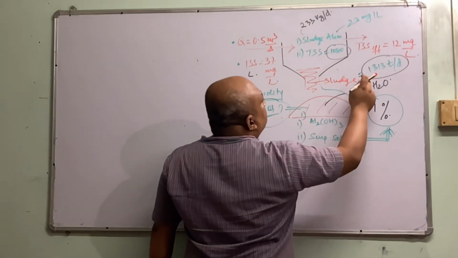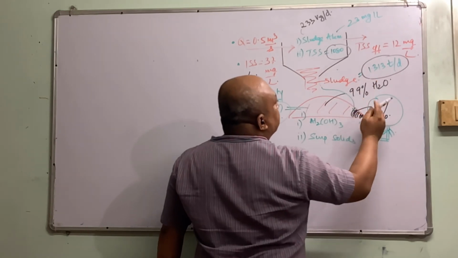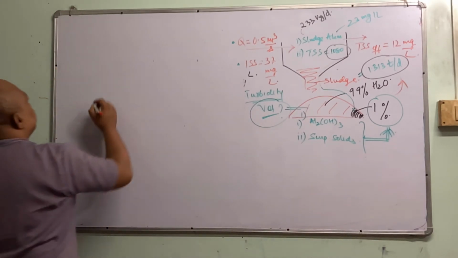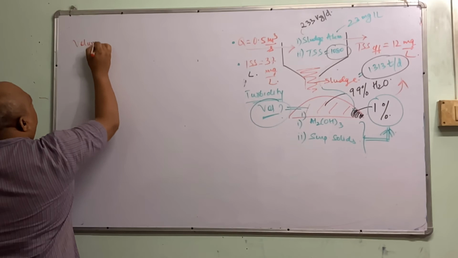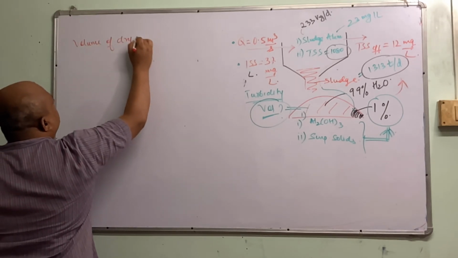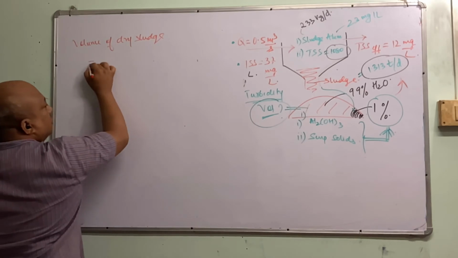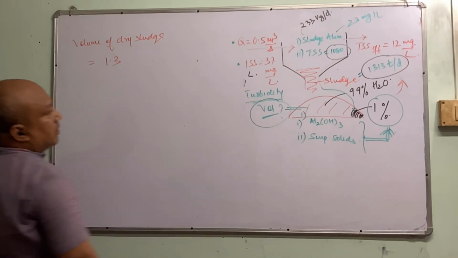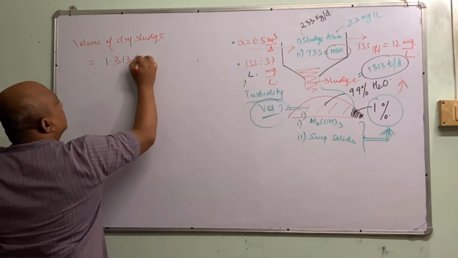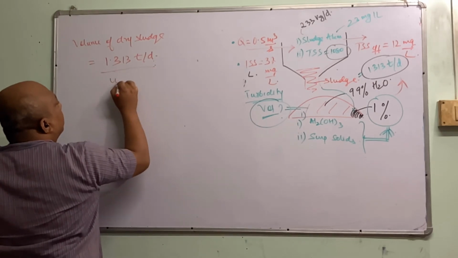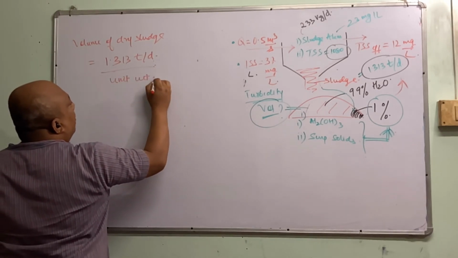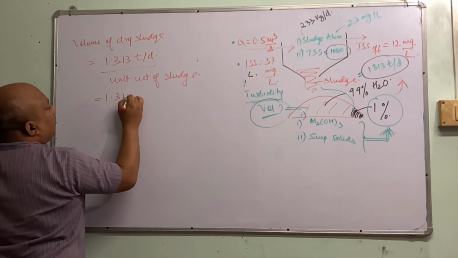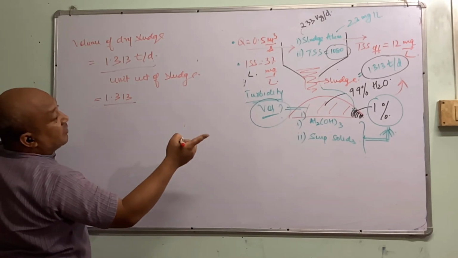Now we know that this total sludge coming, that is 1%, is 1.313 tons. Now let's find the volume of this. Therefore, the volume of dry sludge is equal to 1.313 tons per day, divided by the unit weight of sludge, that is, the specific gravity.